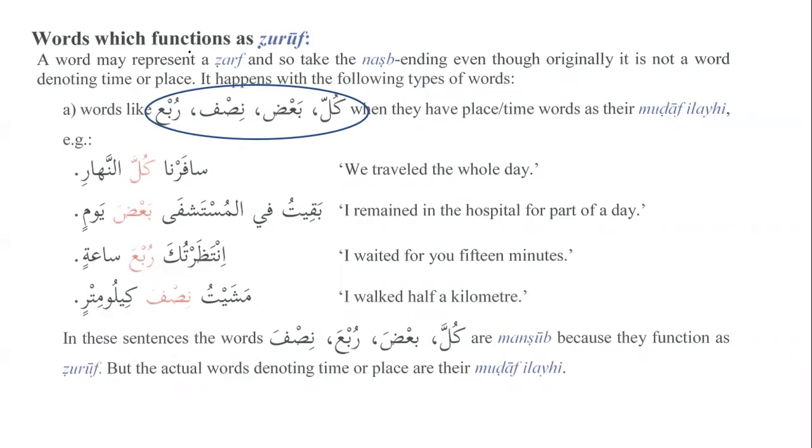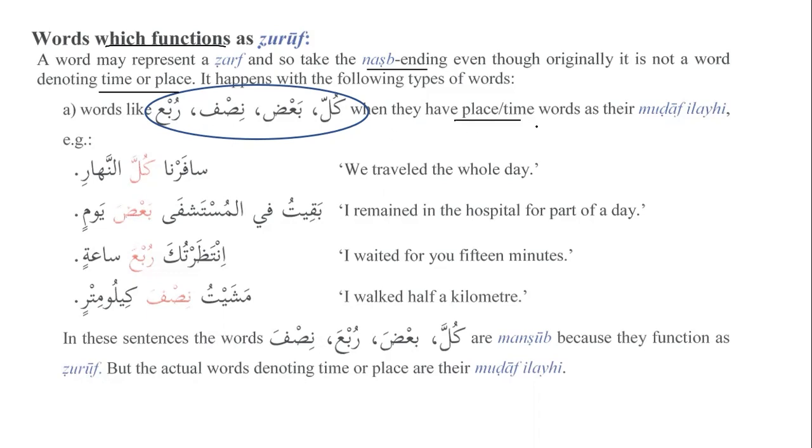So words which function as dharf. That means naibu al-dharfi. Like we had naibu al-fa'ili, similarly we have naibu al-dharfi, and they are the deputy of the dharf. A word may represent a dharf and take a nasb ending, even though originally it is not a word denoting time or place. So it may not refer to time and place, but still it can function as a dharf. So we can see here words like kullun, وَبَعْضٌ وَنِصْفٌ وَرُبْعٌ.